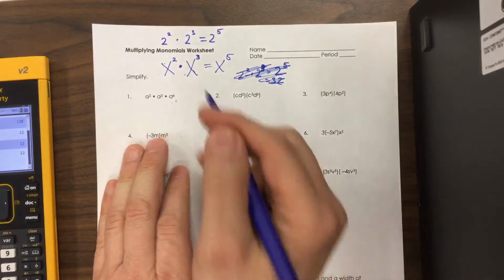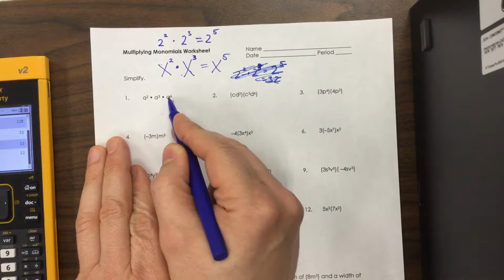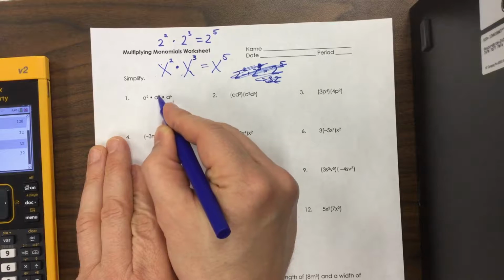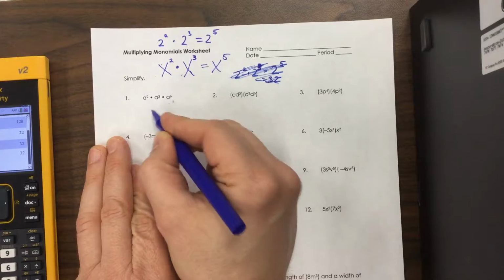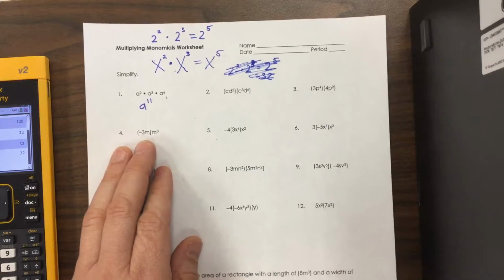All right. First one is simple. A to the second times a to the third times a to the sixth. We're adding the exponent numbers. 2 plus 3 is 5. 5 plus 6 is 11. So we get a to the 11. I just added those exponents.